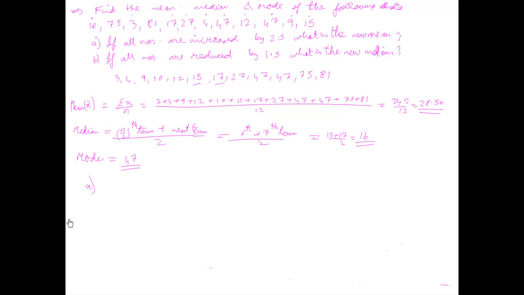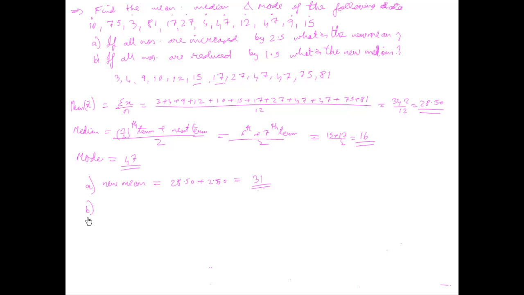Now for the other bits, if all numbers are increased by 2.5, children, we'll increase all by 2.5. So it's 5.5, 6.5, 11.5 and so on. The effect would be addition of all 2.5 12 times upon 12. It's the same as adding 2.5 to the old mean, which would make it, children, 31. 31 would become the new mean.